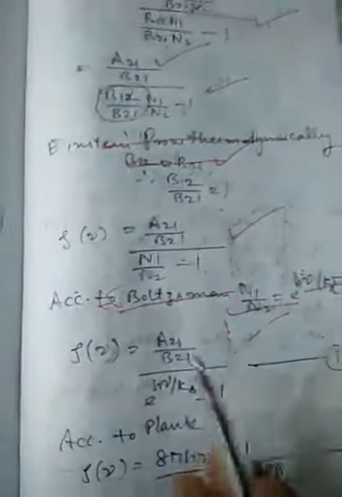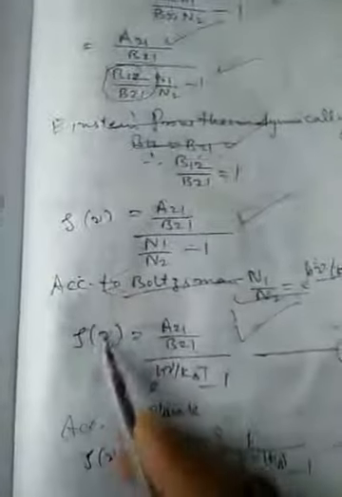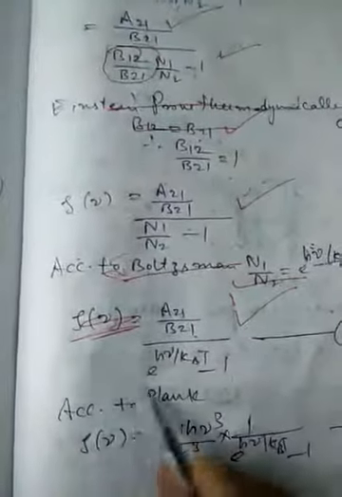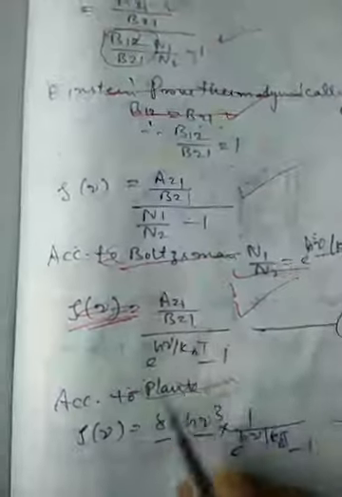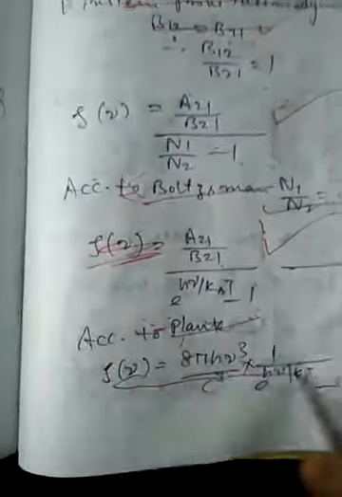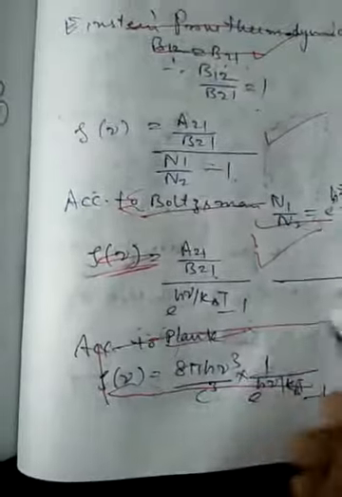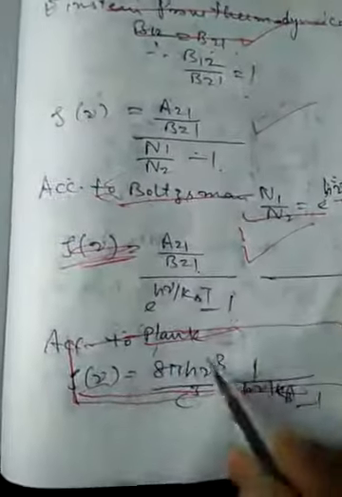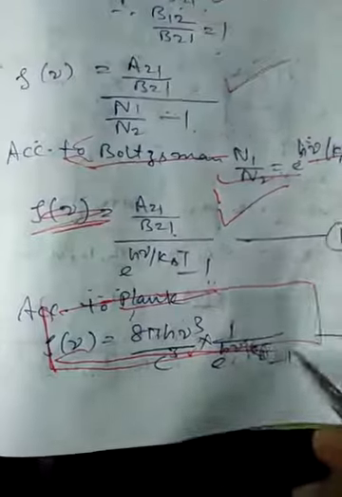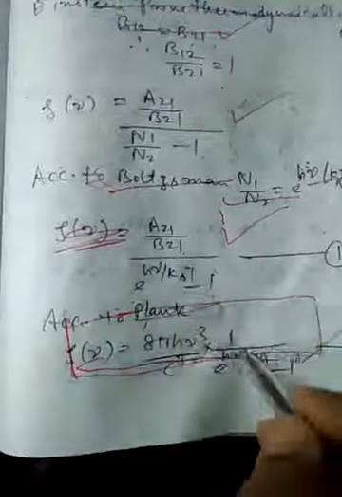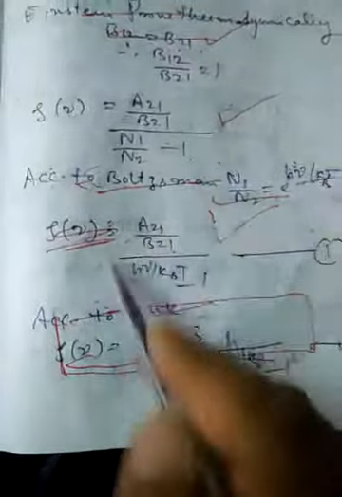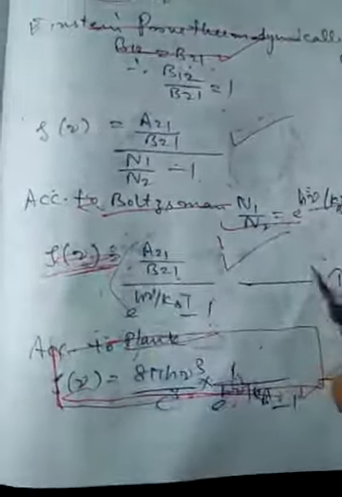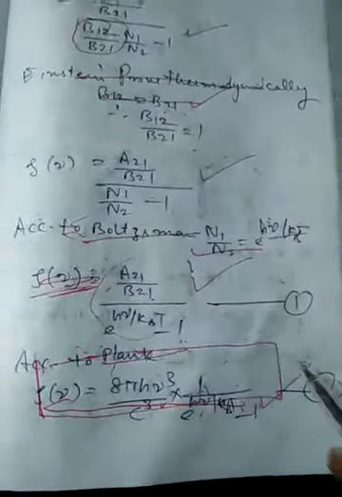Now, to get the value of energy density, we compare it with Planck's black body radiation. According to Planck, the energy density of any radiation is given by 8 pi h mu cube by c cube into 1 by e raised to h mu by kBT minus 1. So this relation is there. Now the energy density relation is also given by Einstein. We find the coefficients by equation 1 and equation 2.